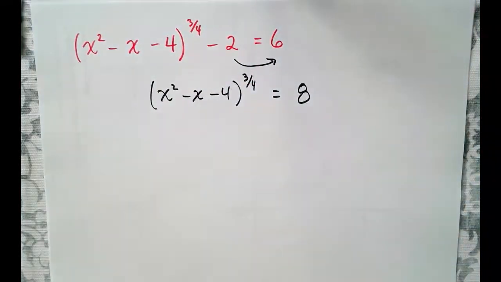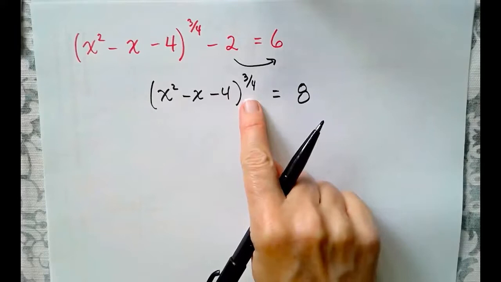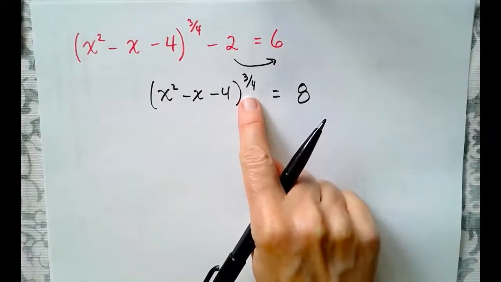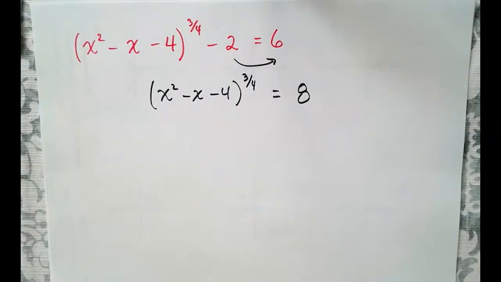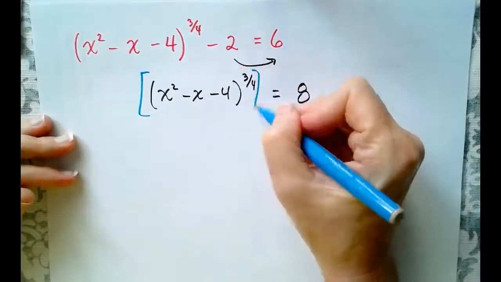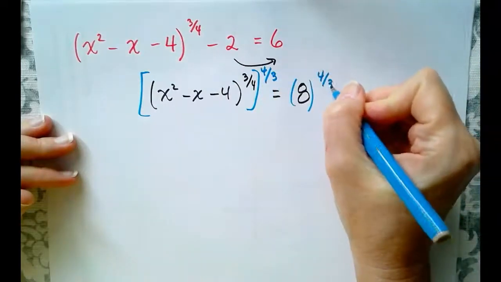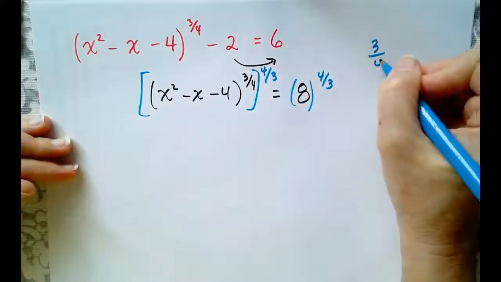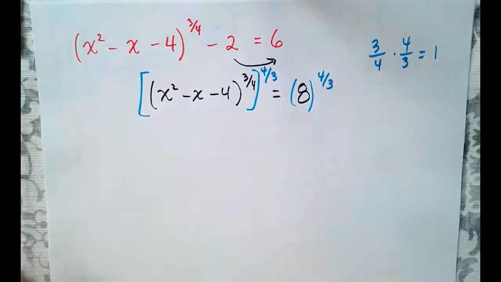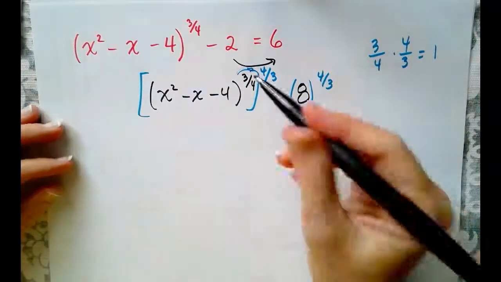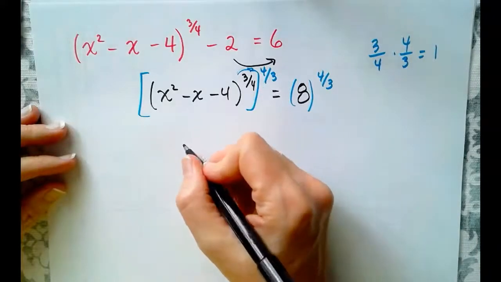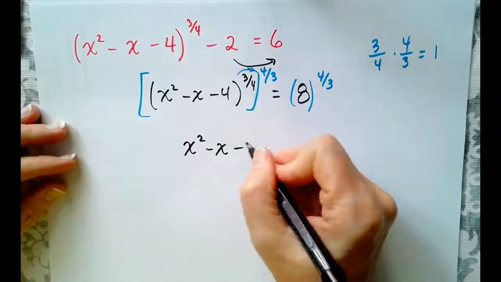And then from there, we're going to use an inverse operation. The inverse operation is going to be using an inverse of this rational exponent. So we are going to raise both sides of this equation to the 4/3 power, because 3/4 times 4/3 equals 1. So these are reciprocal powers, and when we raise a power to a power, they are going to be multiplied. So these two powers are going to undo each other, leaving us with x squared minus x minus 4.